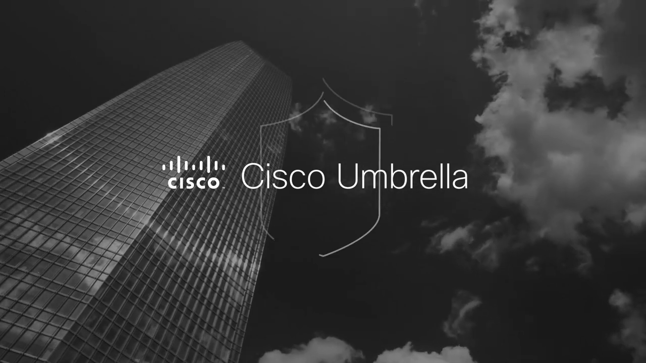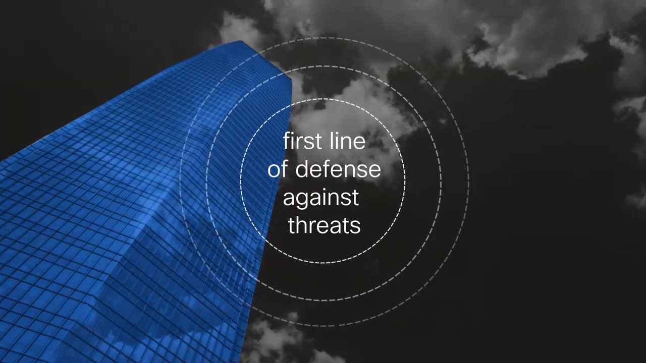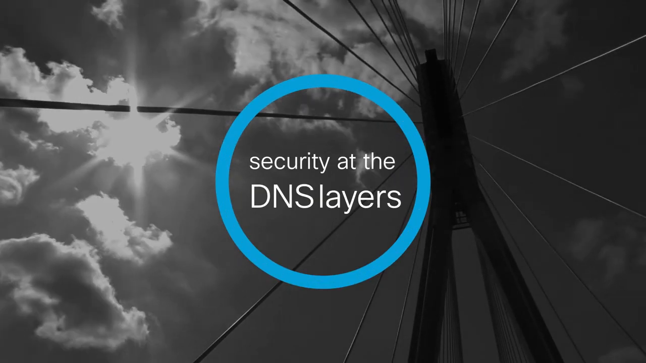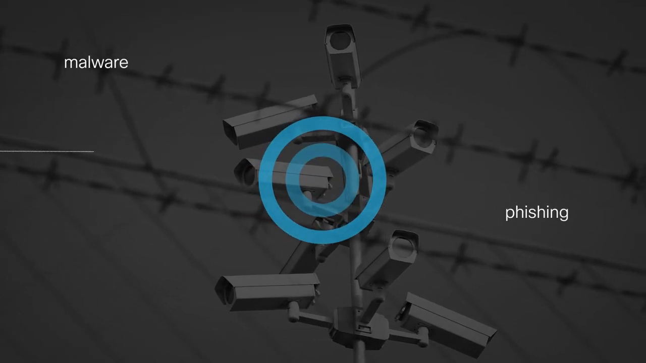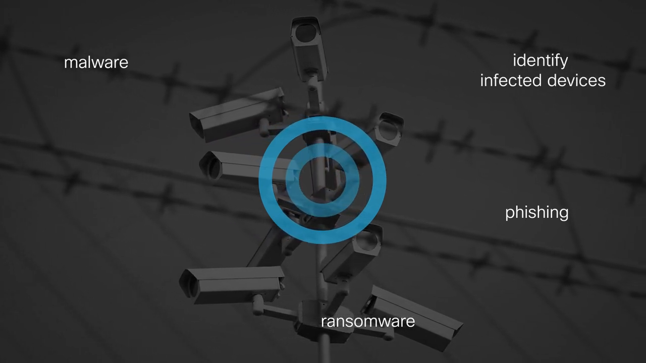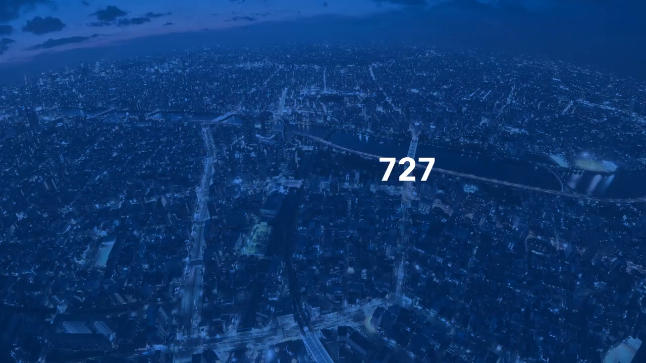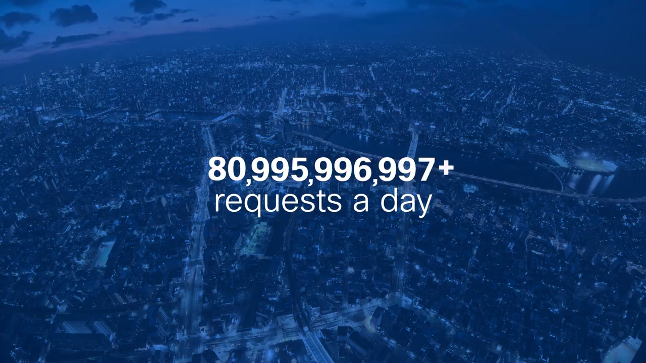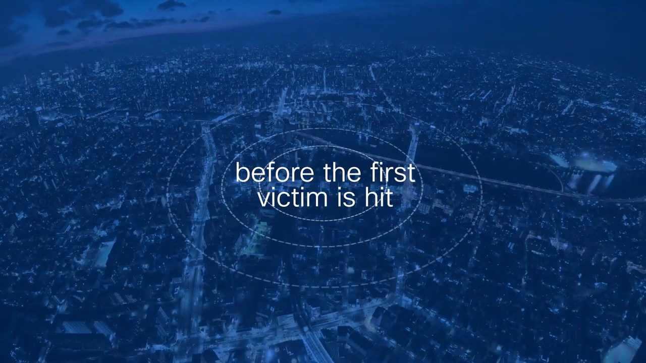Cisco Umbrella is a cloud security platform that provides the first line of defense against threats on the internet. Umbrella is built into the foundation of the internet and delivers security at the DNS and IP layers. With Umbrella, you can stop phishing, malware, and ransomware earlier, identify already infected devices faster, and prevent command and control callbacks from exfiltrating data. By processing billions of requests each day, we identify patterns to automatically uncover attacker infrastructure and block requests, even before the first victim is hit.